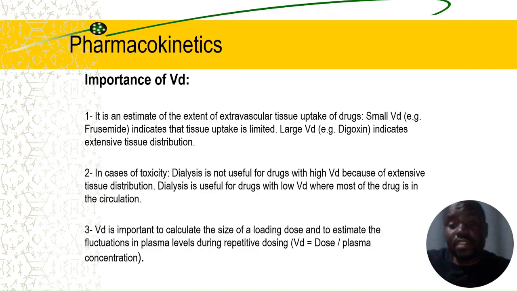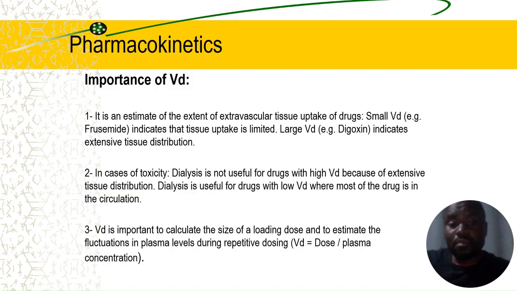So what is the importance of this parameter we are calling volume of distribution? If we know the volume of distribution, first of all, then we could actually know how much the drug is being lost from plasma. For example, for a drug like furosemide, which is used in reducing the plasma or the blood volume in hypertension or heart failure, it indicates that the tissue uptake is limited. So there is very little in tissues, but mostly it is what?